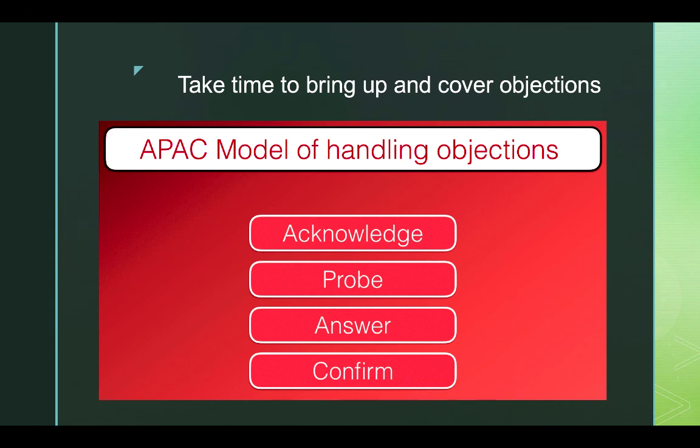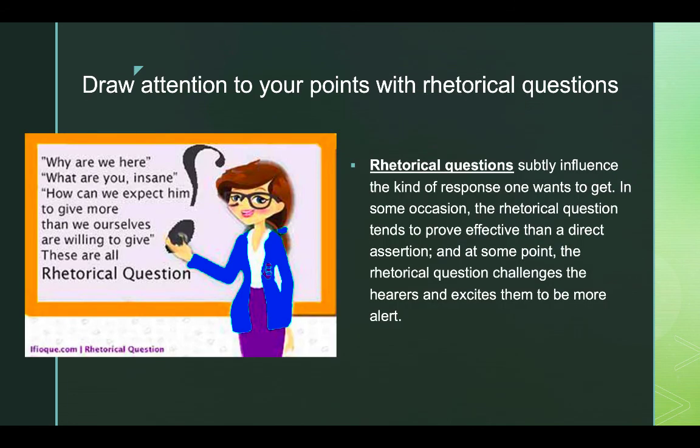This is a requirement, but when you are trying to persuade somebody, you do want to use the APAC model. That is, you need to take the time to bring up and cover the objections, but also confirm the fact that your point of view, what you're asking us to think, feel, or do, is actually more correct. And you can do that, by the way, by using the social impact theory.